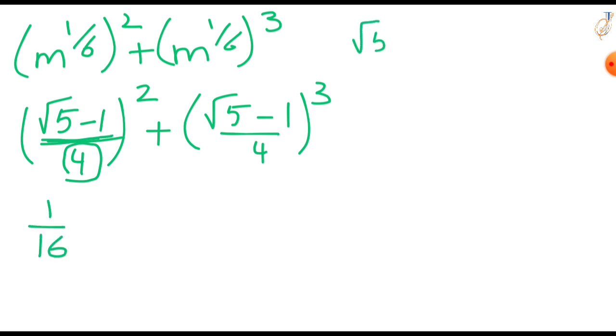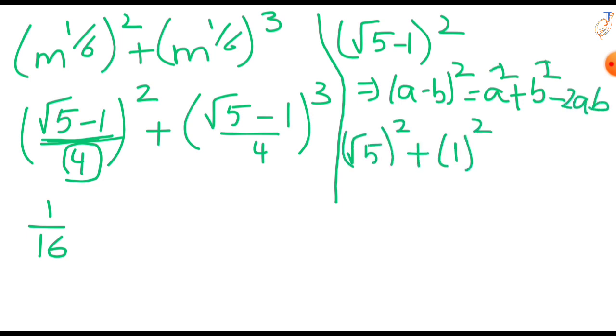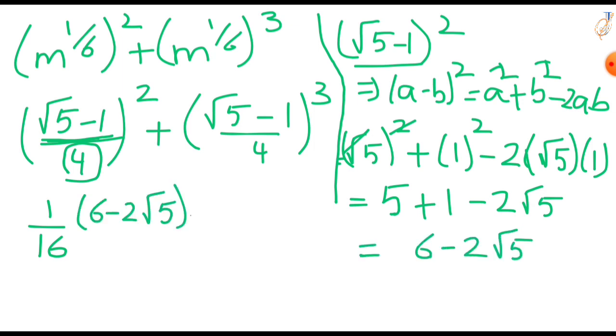Root 5 minus 1 whole square, it is in the form of a minus b whole square. A minus b whole square formula: a square plus b square minus 2ab. Root 5 whole square plus 1 square minus 2 root 5 times 1. So square and square root get cancelled, you will get 5 plus 1 square is 1 minus 2 root 5. Root 5 minus 1 whole square, the value is 6 minus 2 root 5 plus 1 by 64.